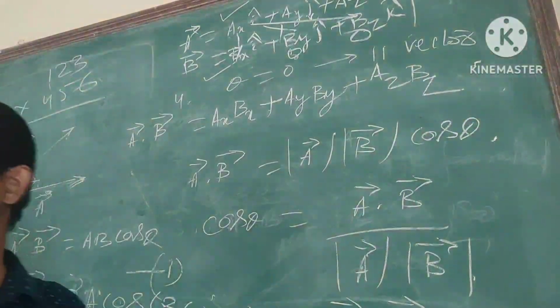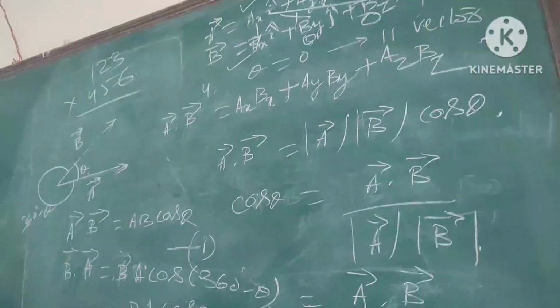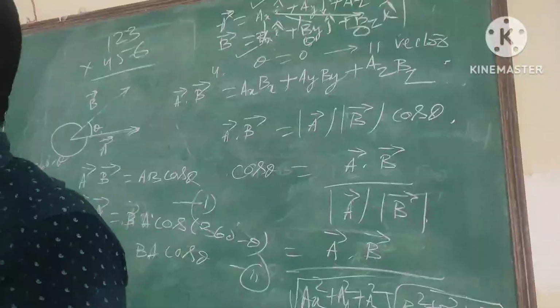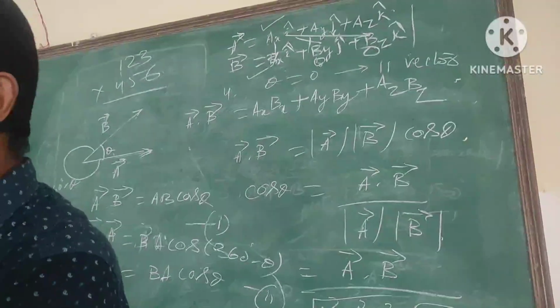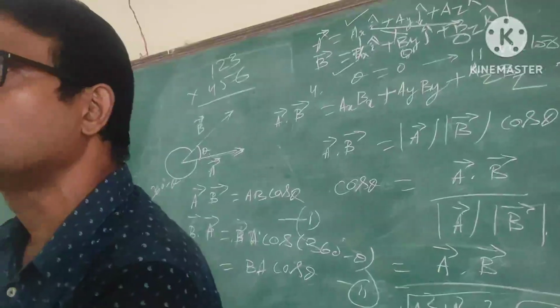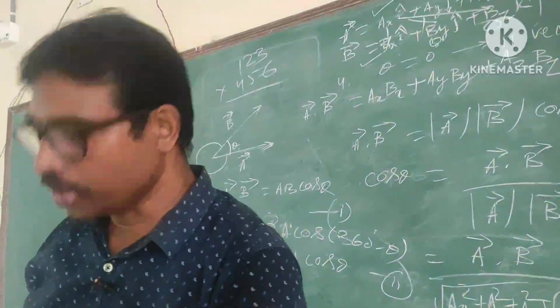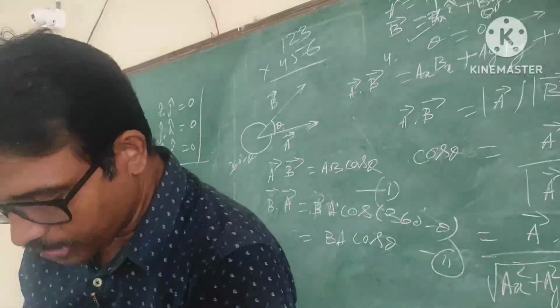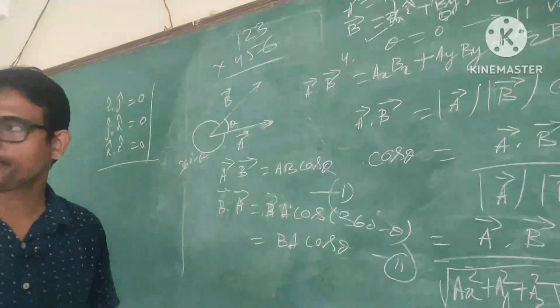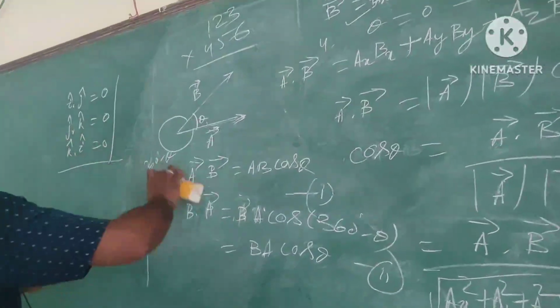The other terms are valueless, meaning you are getting 0, because i cap dot j cap, two different unit vectors, always gives 0. So you are getting 0. This is about the dot product. Let us solve one numerical for your better understanding.